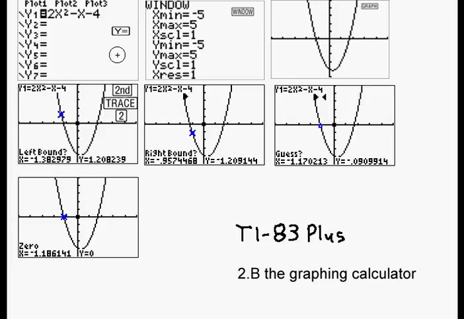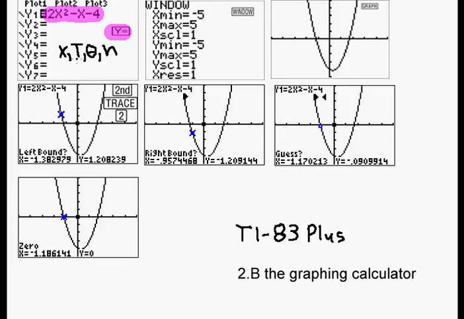So look at the example I have on the screen here. Look at the top left. On the TI-83, there's a y equals button on the top left side, and you press that, and you get a screen that says y1, y2, y3, y4. Next to y1, you can hit equals, and then type in 2x squared minus x minus 4. Now, if you're not sure how to type the x in, there's a button that says X, T, theta, n, and you just press that, and you should come up with an x.